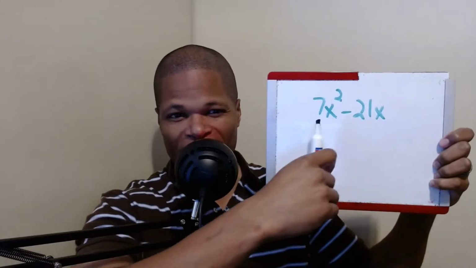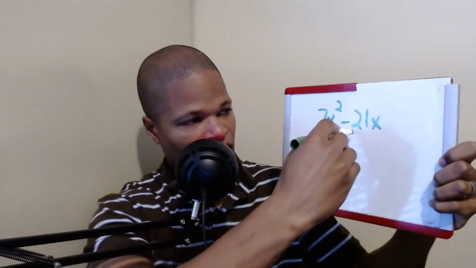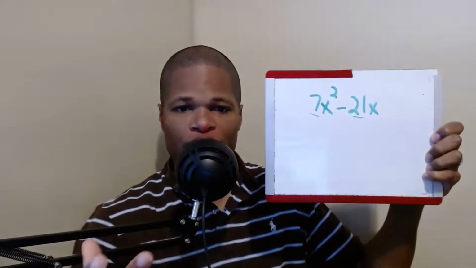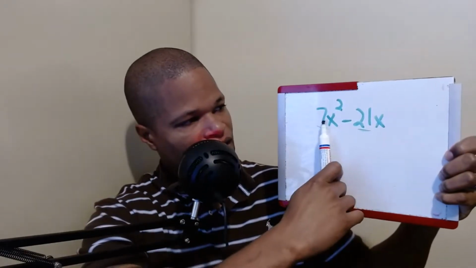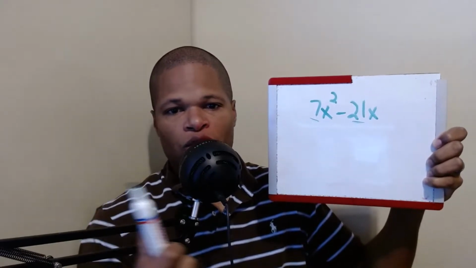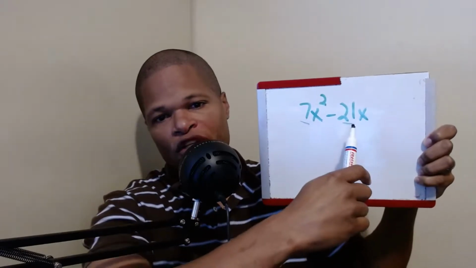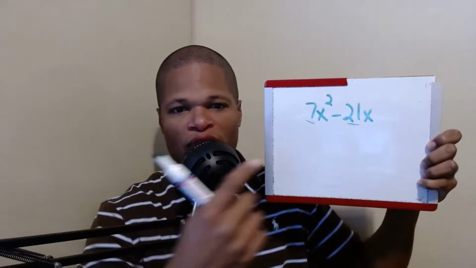You got 21x. And you say, well, do they have anything in common? My suggestion is to start with the coefficients and then go to the variables. So when you're trying to find the GCF, you're looking between 7 and 21. You're like, well, what's the greatest factor that both 7 and 21 have in common? In other words, what times what gives me 7? What times what gives me 21? What numbers do they both have in common?